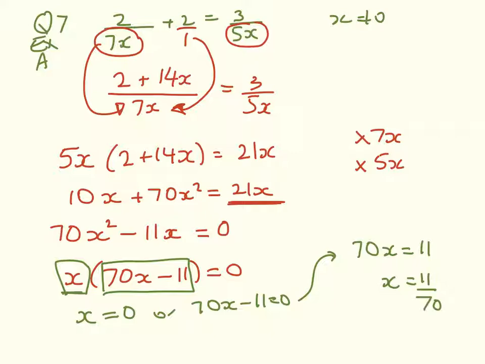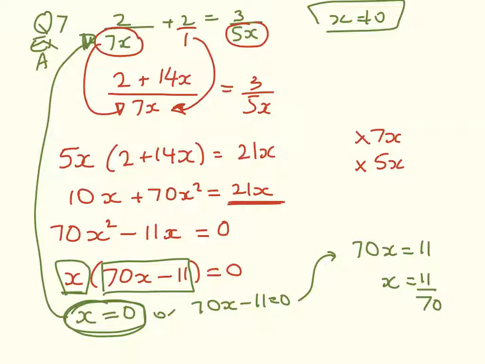But wait, there's a wee problem. We can't have x equaling 0 because we started out with this equation back here, and we were told at the start x can't be equal to 0. So this is not a valid solution. There's only one solution to this equation, and it's x equals 11 over 70. Okay, now I'm going to go on to the next problem.